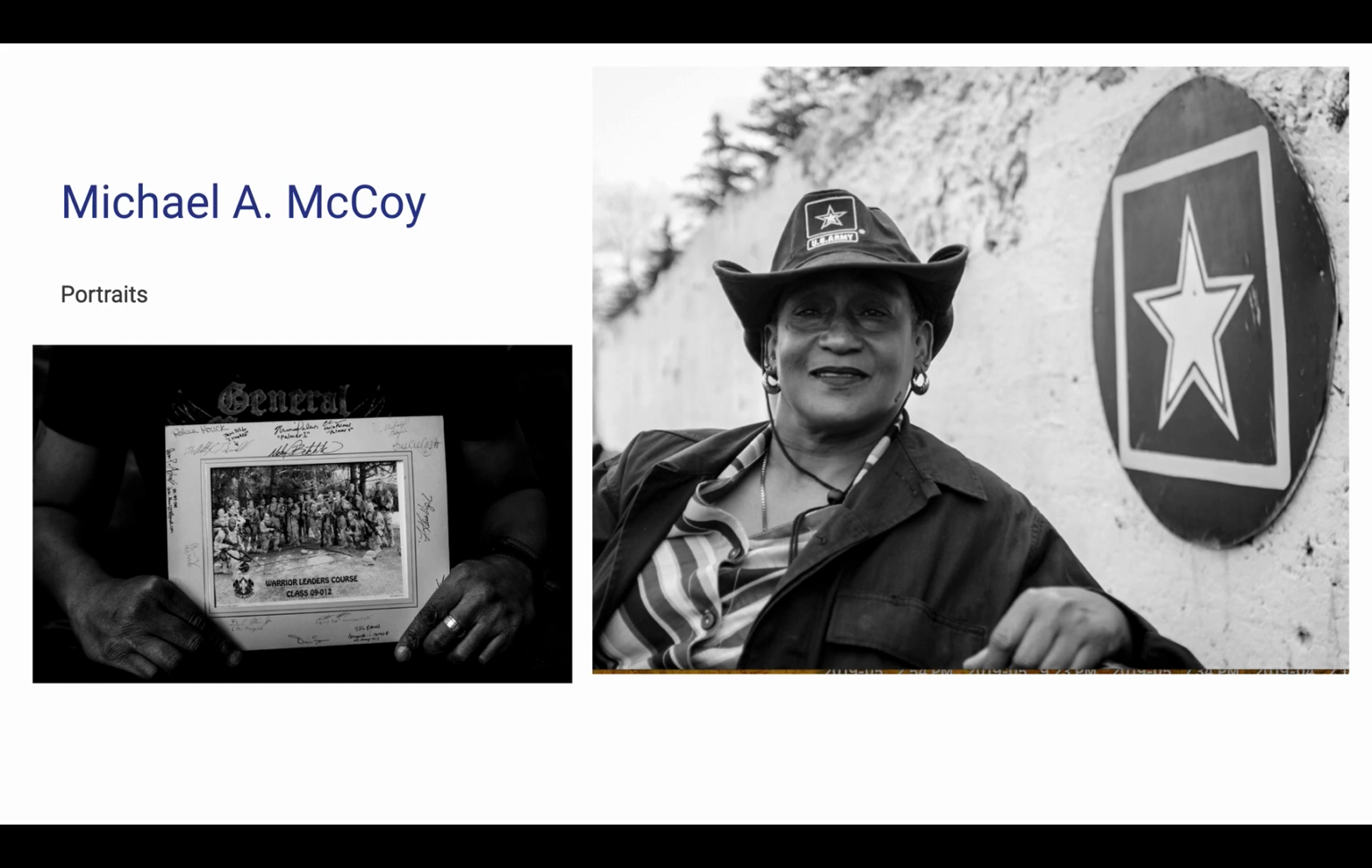Okay, next up, we're looking at Michael A. McCoy. He's a contemporary photographer, which means he's still alive, still taking pictures. And he does a lot of portraits. Now, sometimes his portraits can be seen through objects like you see over here with the Warrior League's class photo from like back in the day. And over here we see the use of the army symbol as objects as well as the portrait.